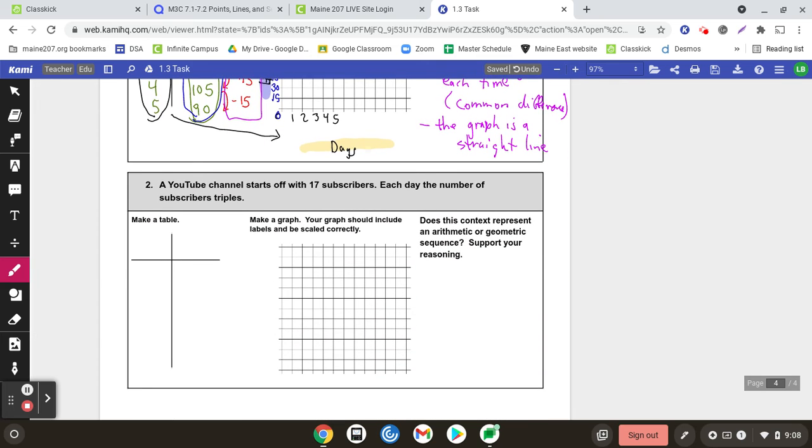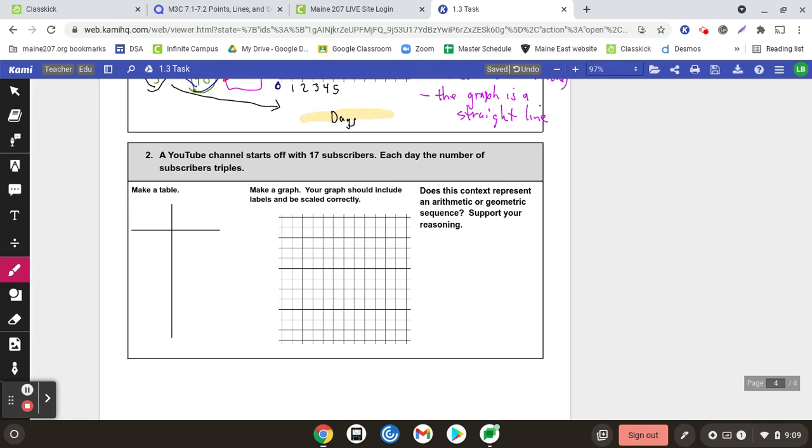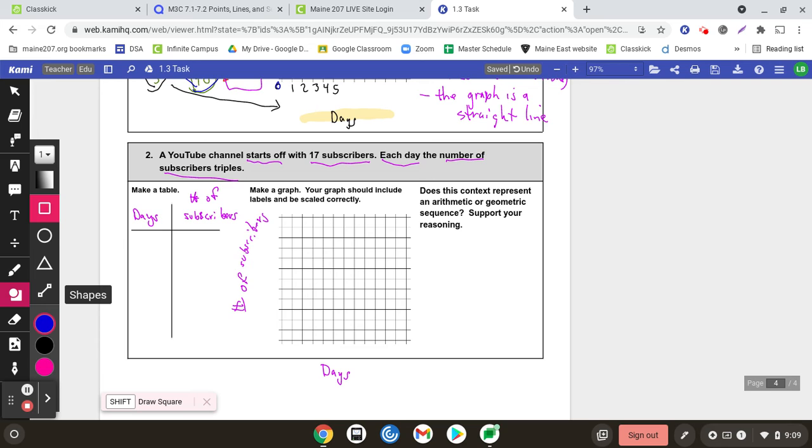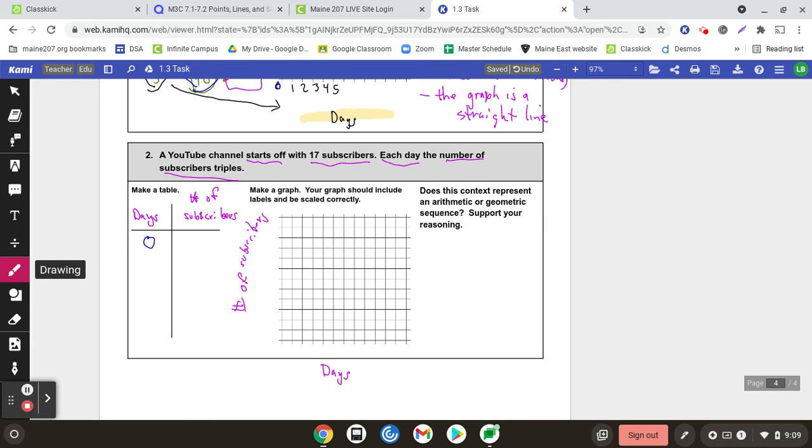So if you take a look at number 2, we'll try to do this one a little quicker. A YouTube channel starts off, so it begins with 17 subscribers, and each day the number of subscribers triples. So it looks like I have days and I have number of subscribers. So I'm already going to say this is days, and this is labeled number of subscribers. I'll change colors to say I start off with 17 subscribers. That's no days. So at day 0, I have 17 subscribers, but each day, so I'm increasing the days by 1. So I'll do 5 rows here, 0, 1, 2, 3, 4.